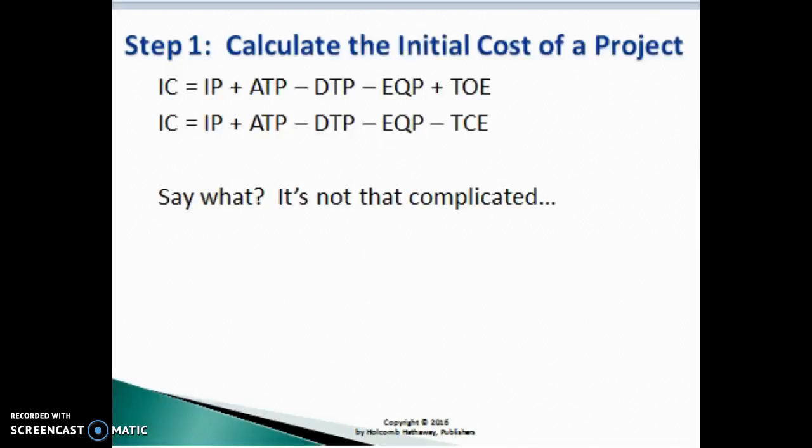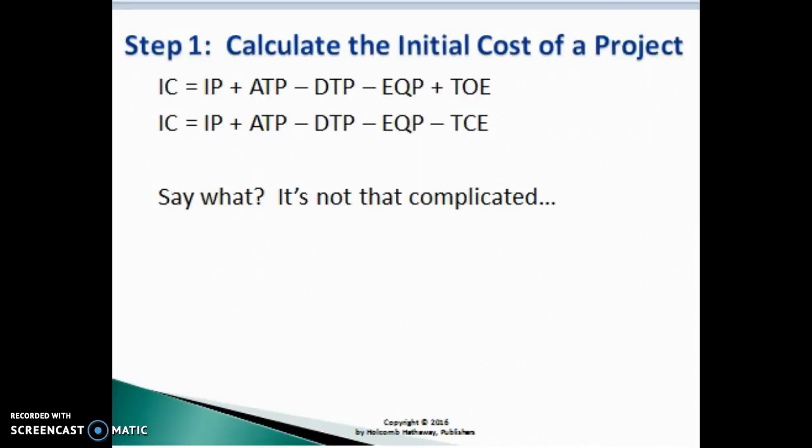So we're looking at step one of the capital budgeting process. And step one is to calculate the initial cost of a project. And this formula looks way worse than it is. So we're going to break it down in kind of some plain terms and make it not nearly as complicated as it looks.